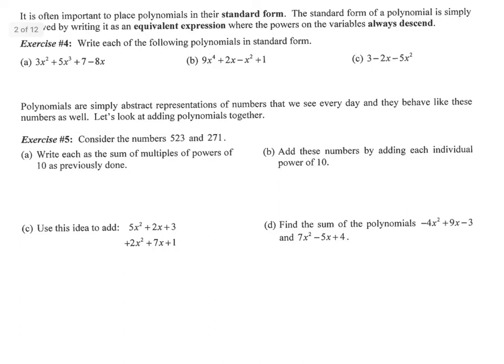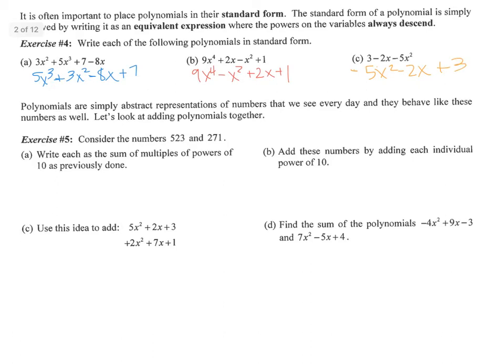So we're going to put these in standard form. A needs to go 5x to the third first, then 3x to the second, then negative 8x to the first, and then 7. Letter B, 9x to the fourth is correct going first, but then it should be negative x squared plus 2x plus 1. And finally, it should be negative 5x squared minus 2x plus 3.